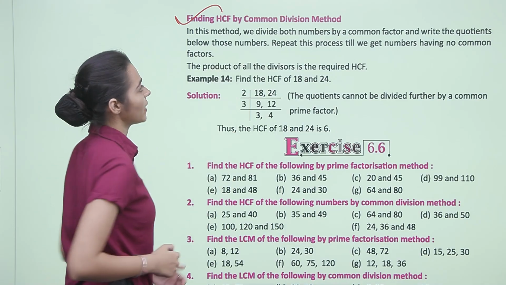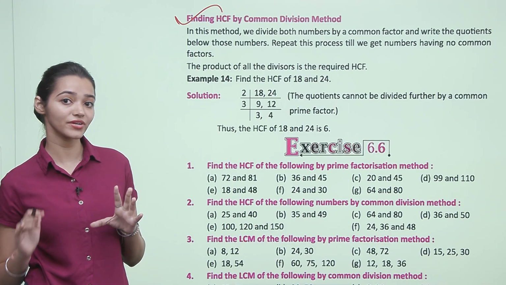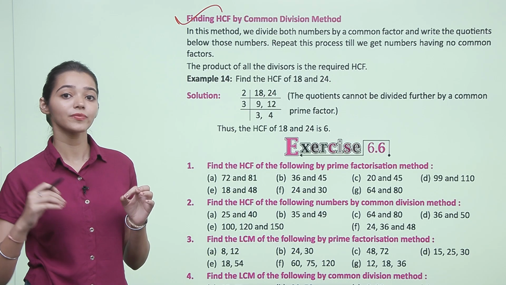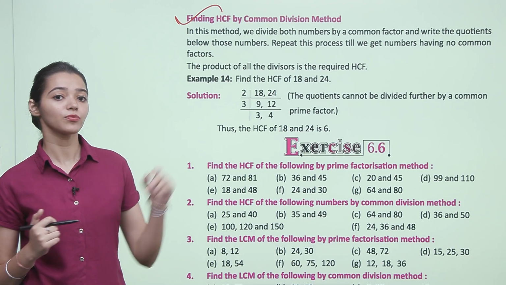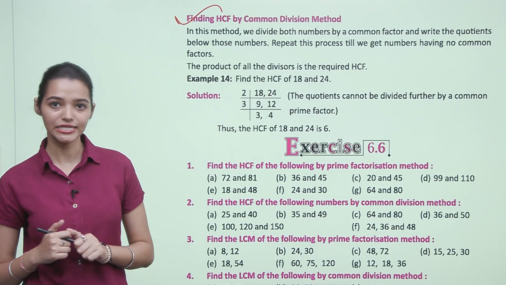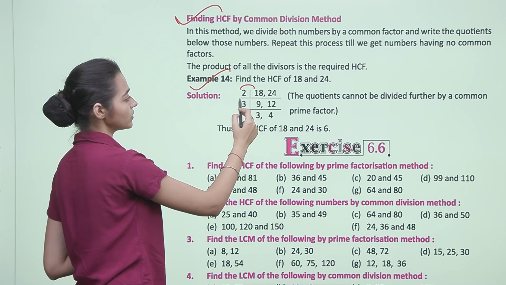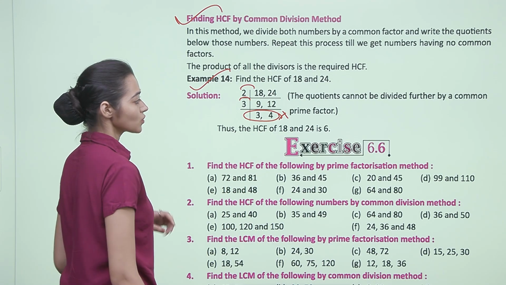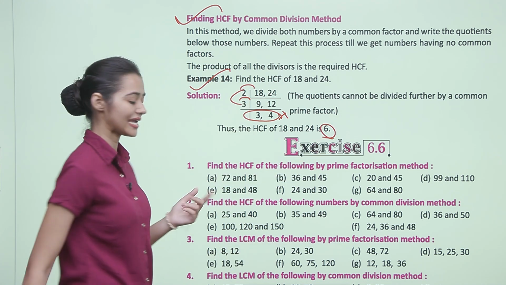Now finding HCF by common division method. In this method, we will divide both numbers by a common factor and we will write the quotients below these numbers. Then we will repeat the process till we get numbers having no common factors. Then the product of all the divisors is the required HCF. For example, we will divide 18 and 24 by 2, then by 3. Now 3 and 4 have no common factor, so they can't be divided further. So 2 3s are 6 is our HCF.